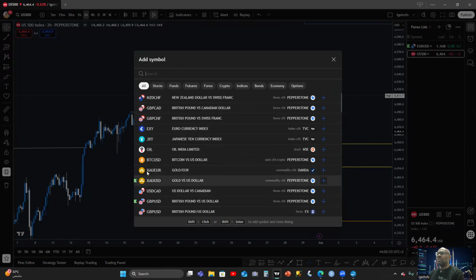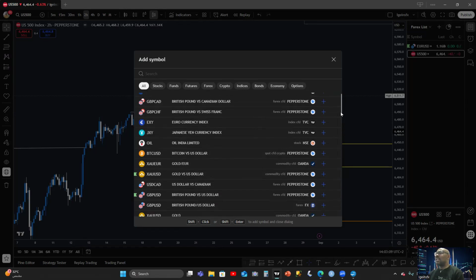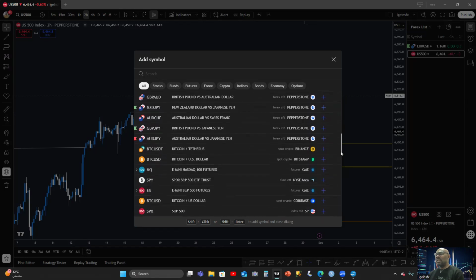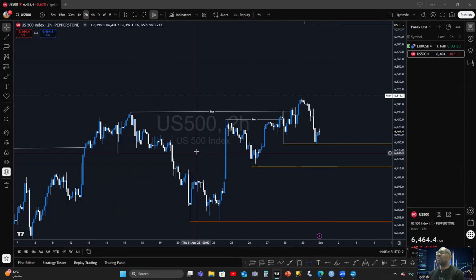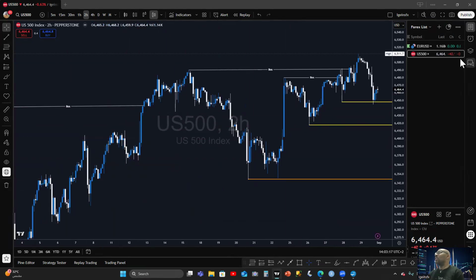You see BTC USD, Aussie euro, that is gold and euro. We have gold versus dollar. We have US dollar versus CAD, British pounds, US dollar, everything. There are so many. All you need to do is select one. Once you select one, the chart will open.